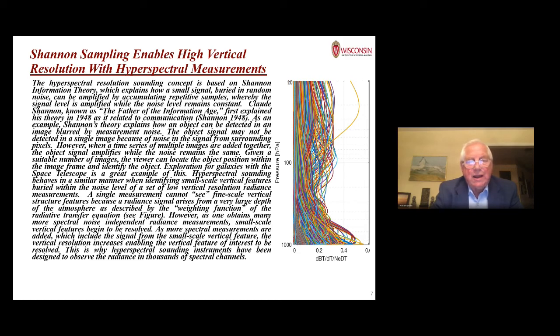And this is why hyperspectral sounding instruments like the CrIS and the IASI and so on, or the Chinese HIRAS instrument is another example, or the GIIRS instrument, which is on geostationary orbit. This is why they have thousands of spectral channels, so you can get high vertical resolution. So that's important to understand how that works.